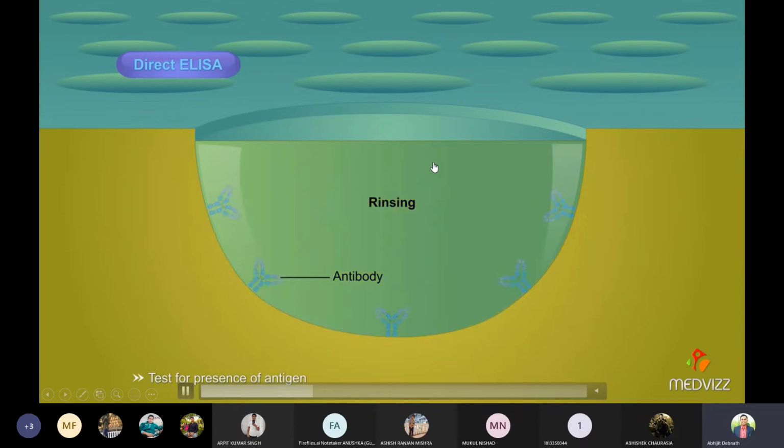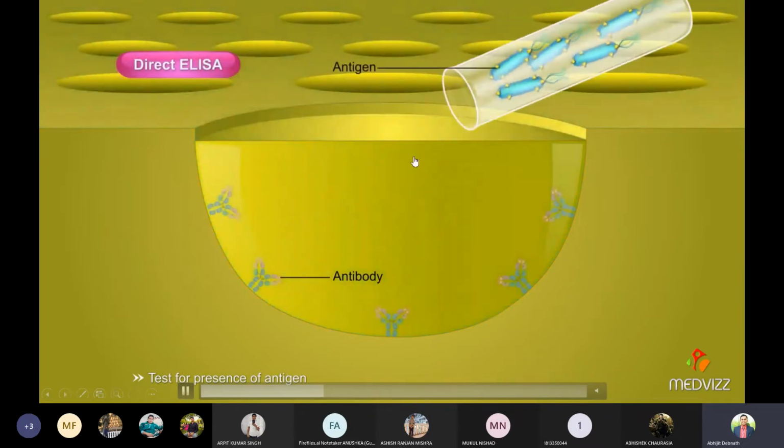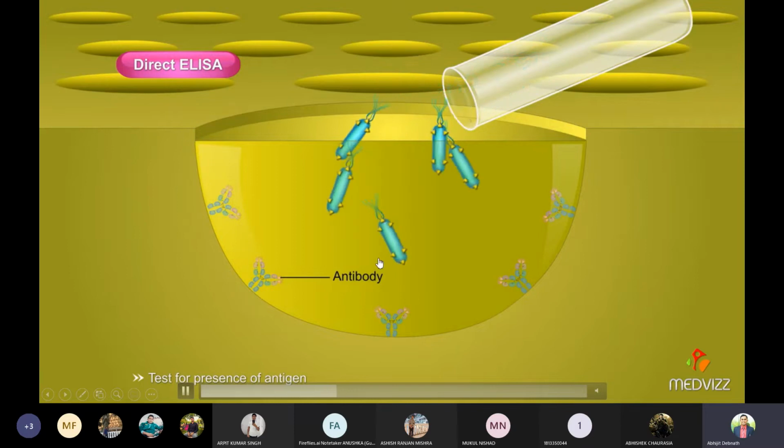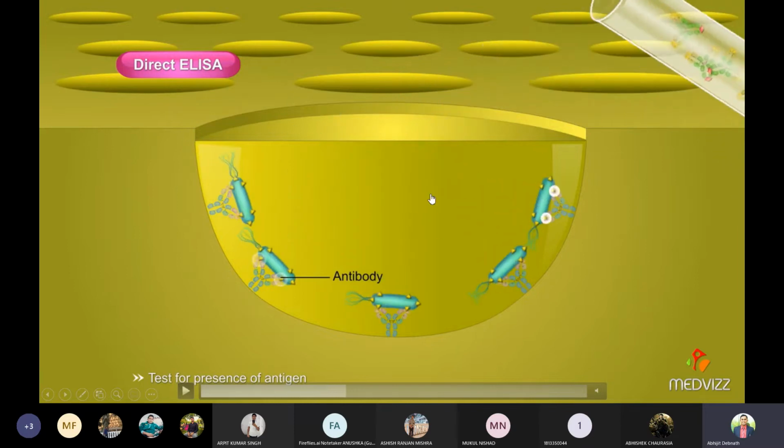So we are adding the antibody, and after that we are collecting some sample from the patients. If the patient's sample has antigen present, then when we add the sample, that antigen will bind with the antibody. All of you are aware that antigen and antibody binding is specific. For one antigen, there will be only one specific antibody. It will not bind with any other things.